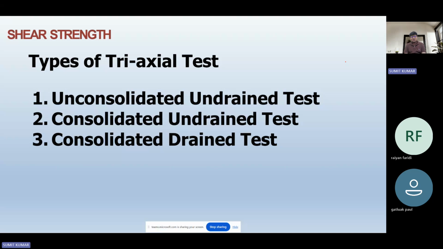First, in the unconsolidated undrained test, there is no pore pressure dissipation. The valve is kept closed during the first and the second stage. And what is the first stage and what is the second stage? The first stage is the confining stage, in which the cell pressure is developed, while the second stage is the deviating stage, in which the additional axial stress is applied to find the value of the major principal stress.